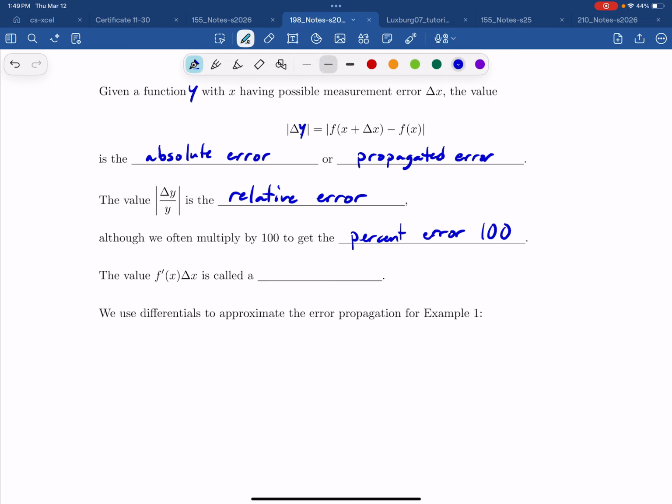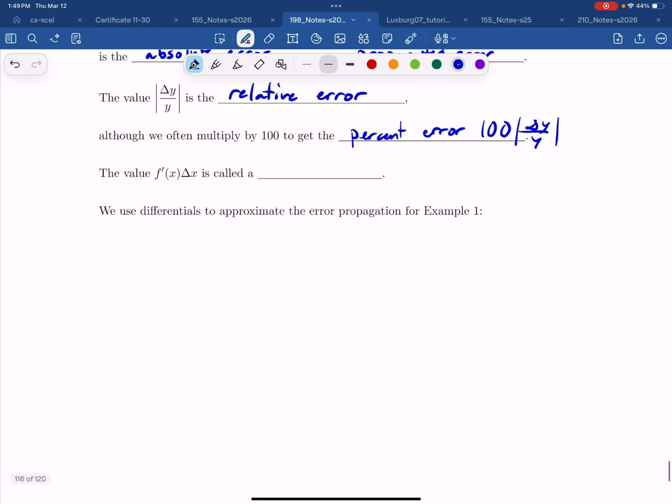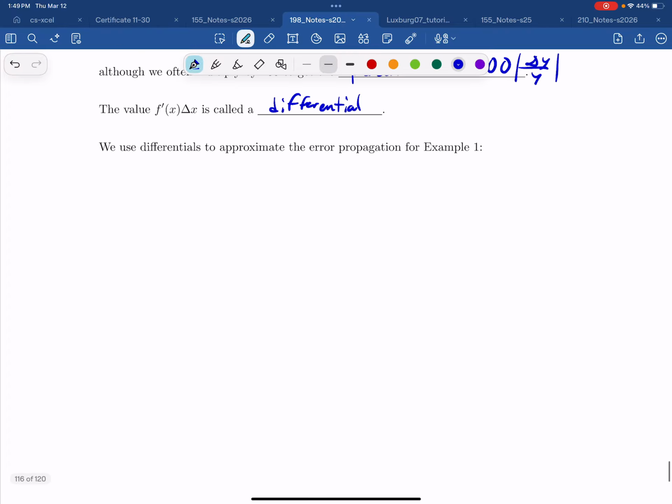And that's 100 times this guy. And last but not least, f prime of x times delta x is called a differential. Okay, so all we're doing here, what does this derivation boil down to? All we are doing here is the following.